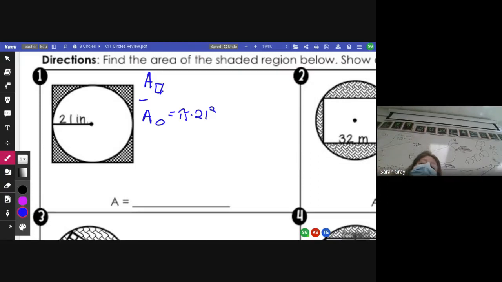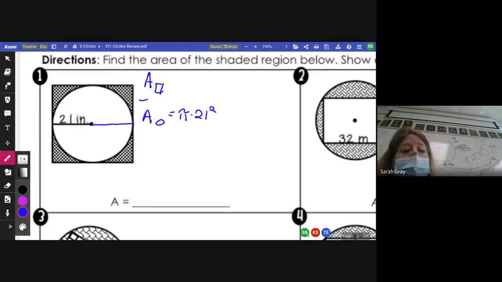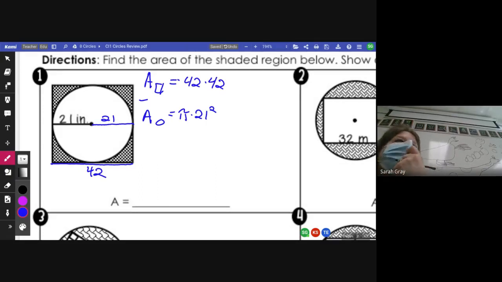Area of the square is not a whole lot harder if you do this. That line's also going to be 21 units. So how long is it all the way across? 42. The side of the square is the same as the diameter. So the area of our square is going to be 42 times 42, so that's 1764.